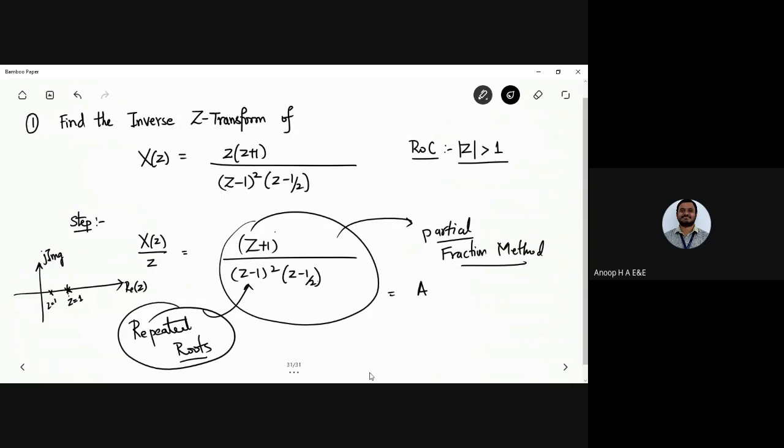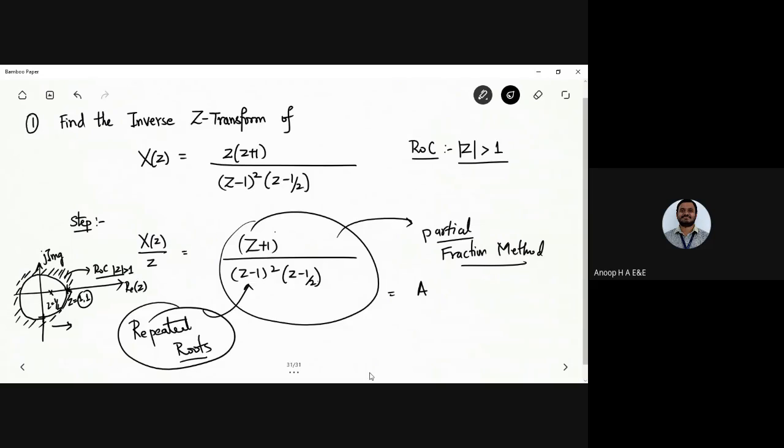You are going to have a circle like this. So mod Z would be greater than 1, and you will be having the positive time exponential sequence here. This would be the entire Z plane if I want to analyze it, and this is the ROC. So ROC would be mod Z greater than 1. This is moving towards the right. Now let me proceed ahead with the solution using the partial fraction method.